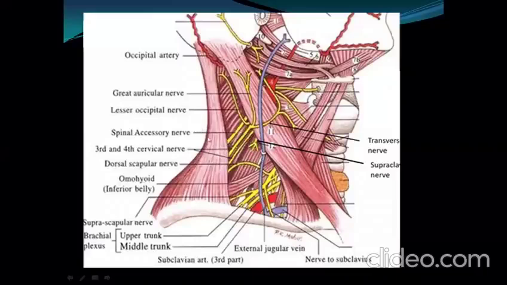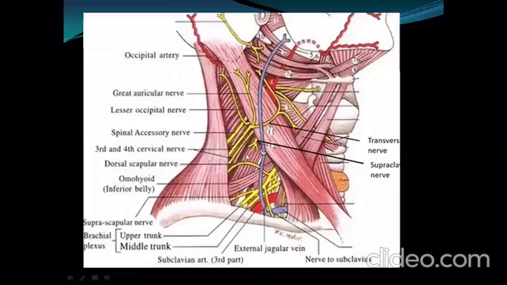And this spinal accessory nerve will be immediately surrounded by some group of superficial lymph nodes. So that's all with the spinal accessory nerve.